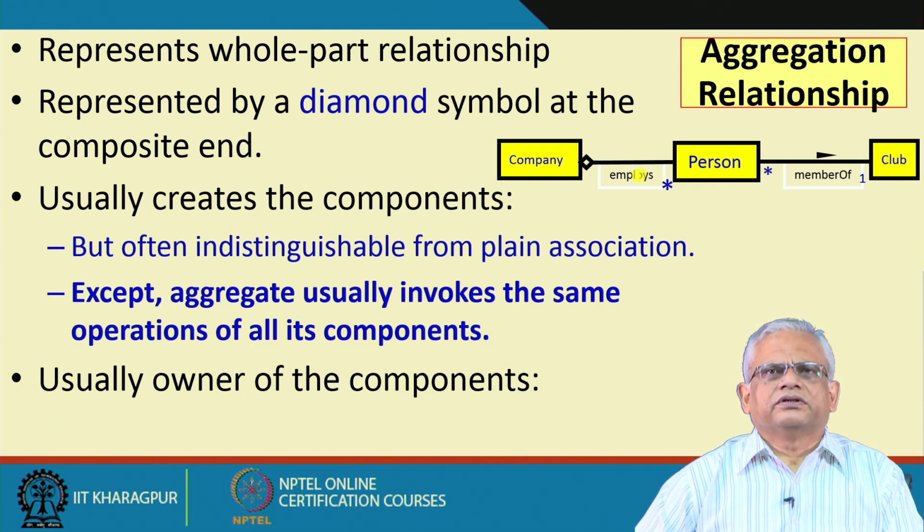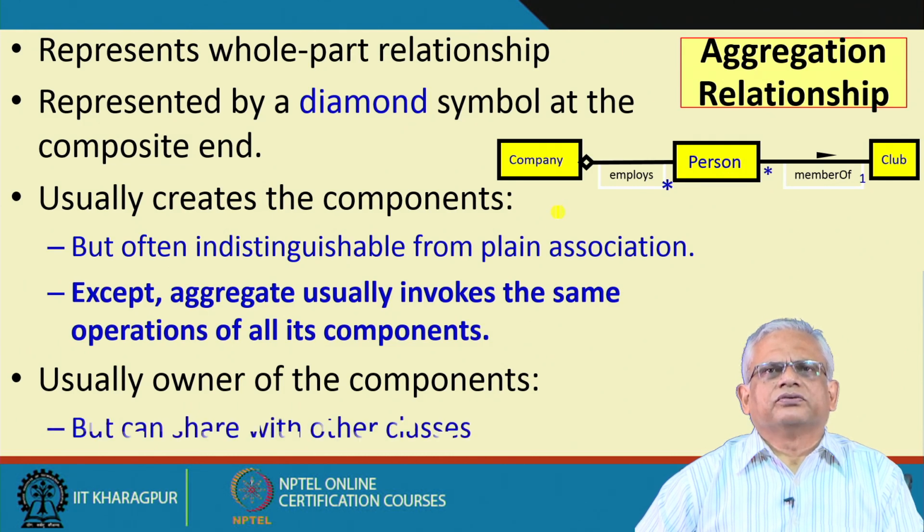And we also say that since the company creates the persons in the code, the company is the owner of the person. Here in this association, the club is not the owner of the person, and does not create it. Here we say that the company is the owner of persons. Even though it is the owner, it shares this person with other classes.